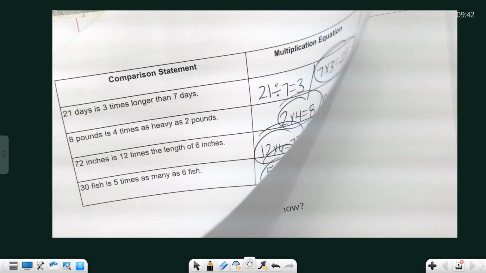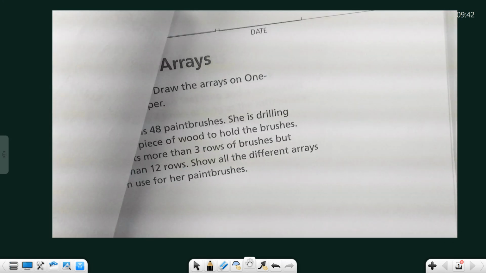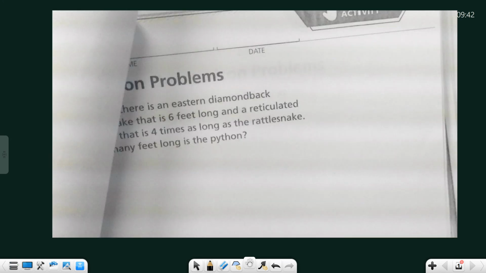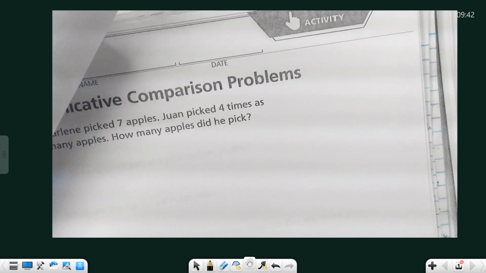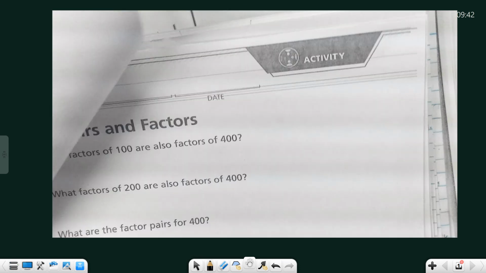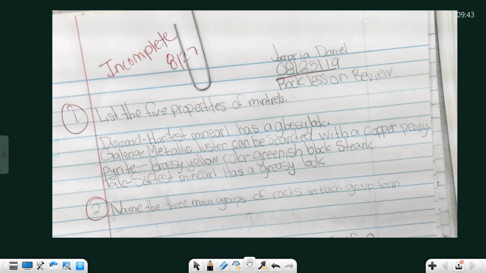All right. Now, the rest of this, we finished in class, so I just sent it back home so you can practice it again. Anybody have questions about any one of these pages? No, ma'am. All right. So that is our Unit 1 study guide.